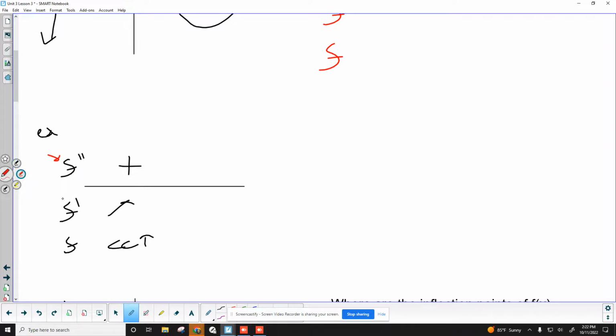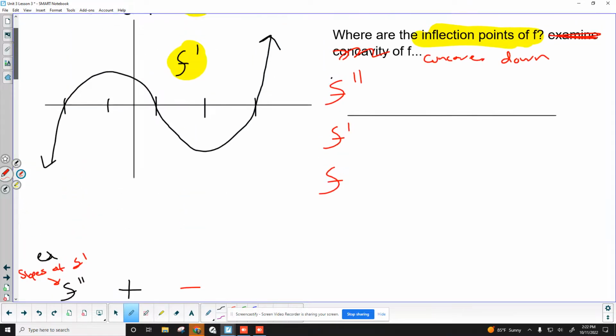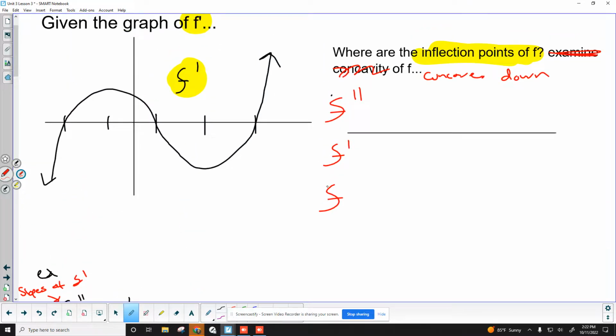Okay. What do we have? We have the graph of F prime. Okay, well, we could tell about when F prime is going up or when F prime is going down. That's one way to be able to figure that out. What's another thing? Oh, F double prime signs. Well, I know that F double prime are the slopes of F prime. There are two ways to be able to fill out the chart for F double prime when given the graph of F prime.